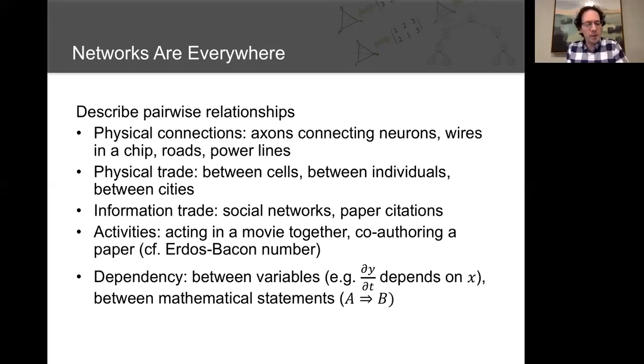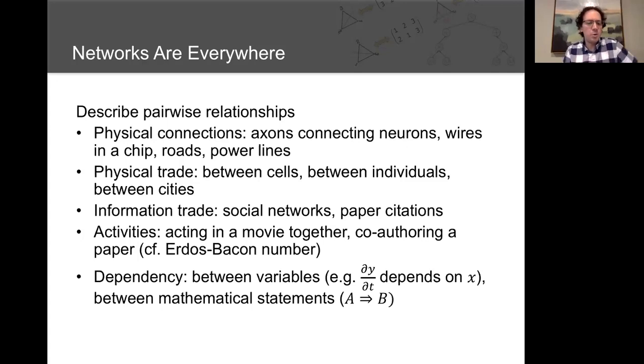Or it could even be something incredibly abstract, like dependencies between variables in a differential equation, right? Where you have a node for each variable and you put an edge if dy/dt depends on x. Or even dependencies between mathematical statements, where you have a node for each statement and you have an edge from A to B if A implies B. So it shouldn't be so surprising to us that networks are everywhere.